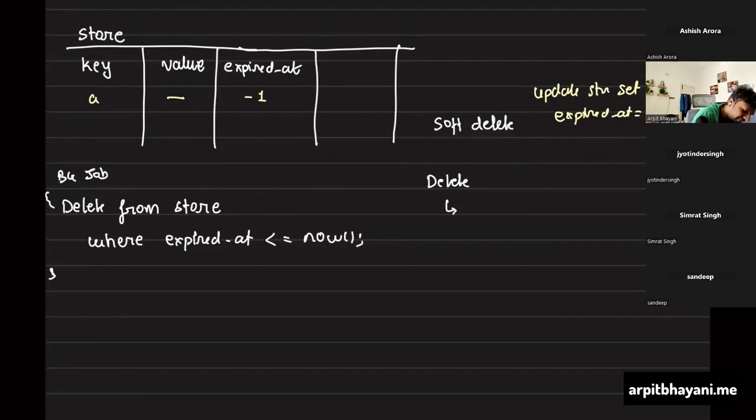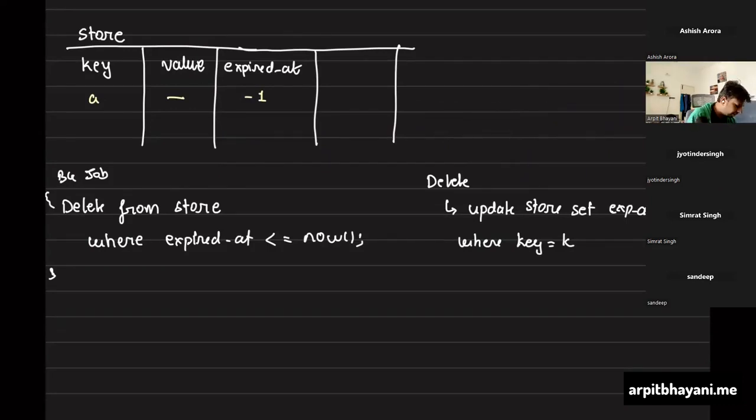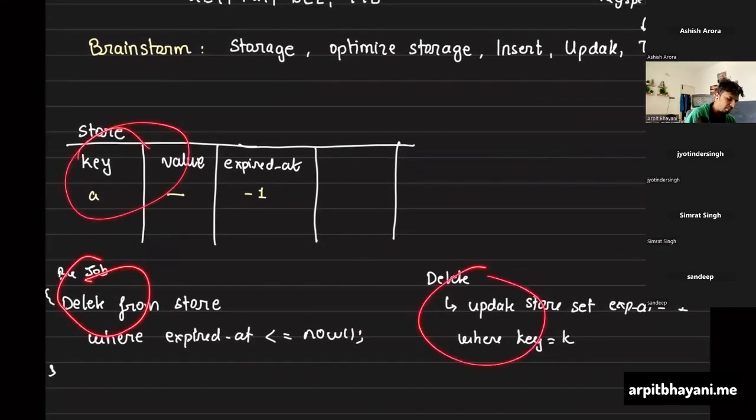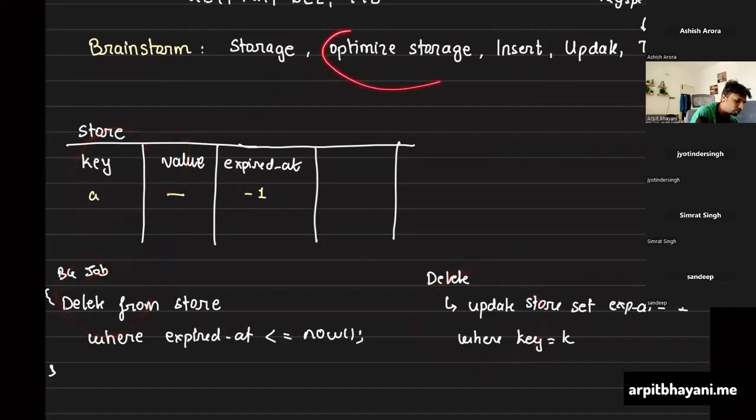A delete is basically an update operation. So update store, set expired_at equal to -1, where key is equal to k. That is delete. So we did soft delete and we triggered a background job. We talked about schema, we talked about the background job that would run, we talked about delete, and we also optimized the storage. Now let's talk about insert.